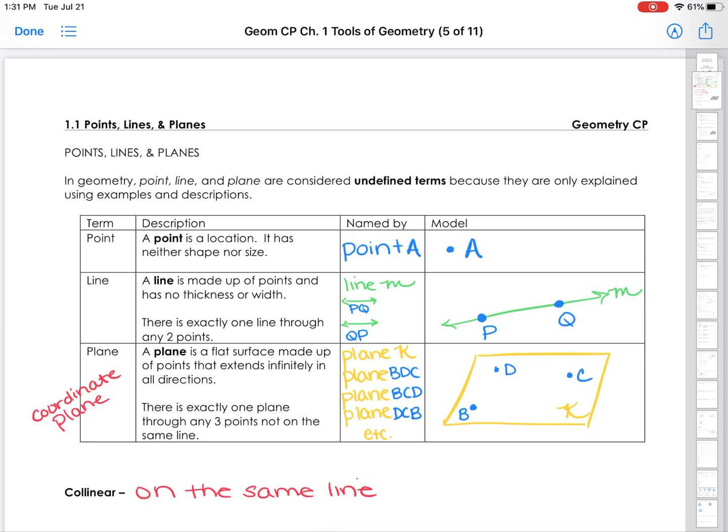It has neither shape nor size. Usually we say point A, sometimes we'll just say the capital letter. And we see that as a dot with the capital letter.